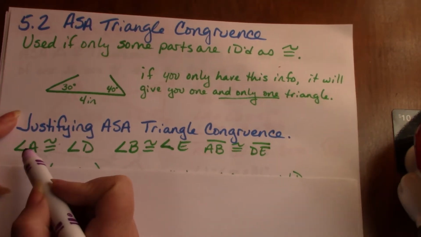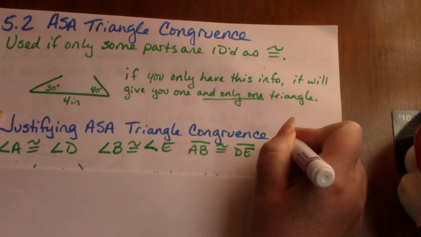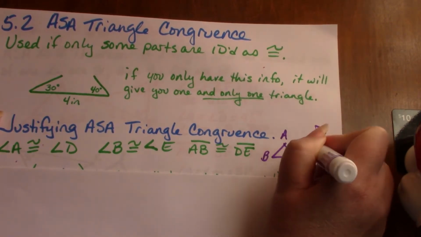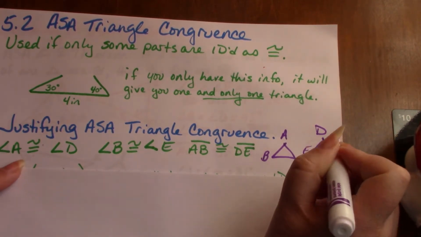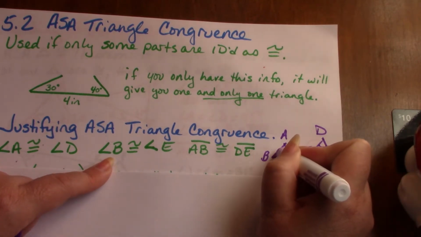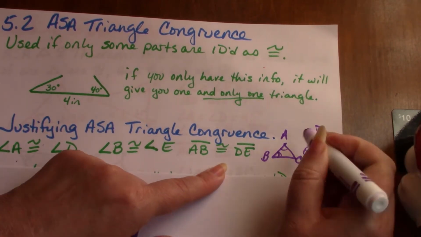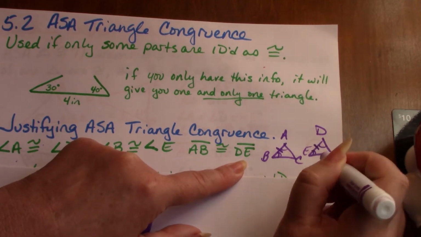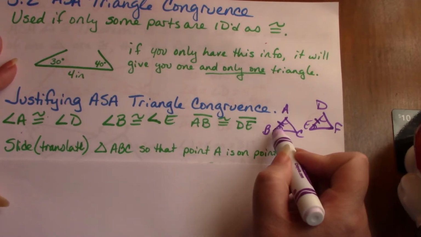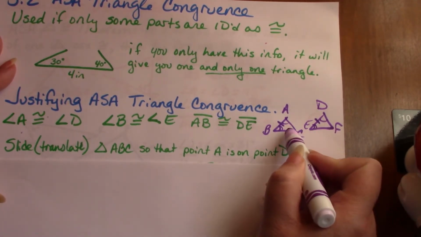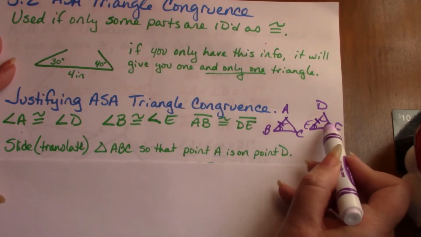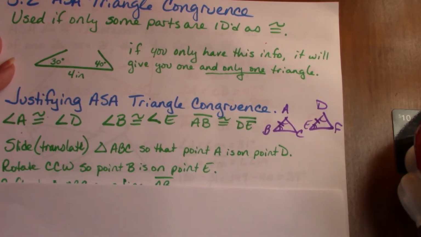If you know in triangle ABC and triangle DEF that A is congruent to D and B is congruent to E and line AB is congruent to line DE, now you could slide or translate that so that point A is on D, and you can prove that those are going to be the same.